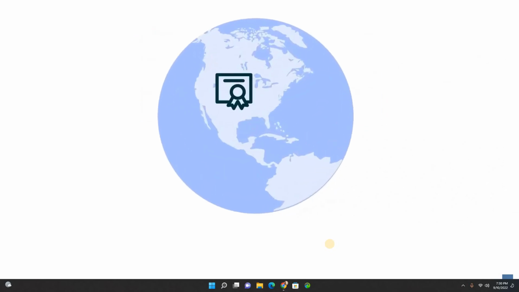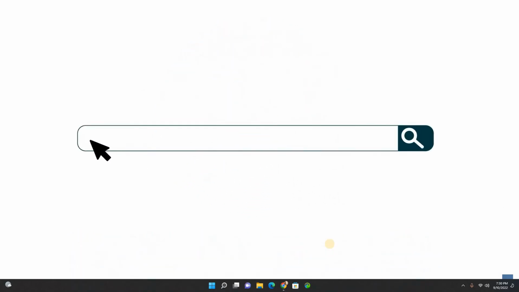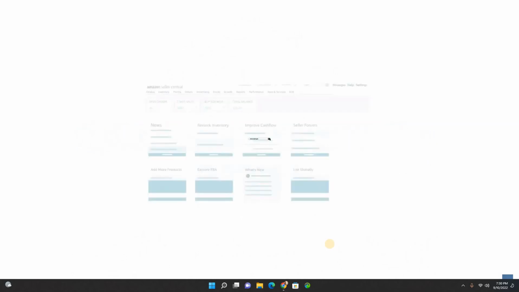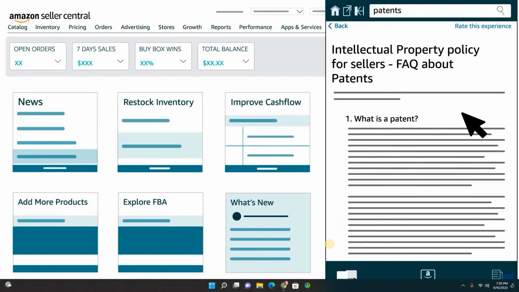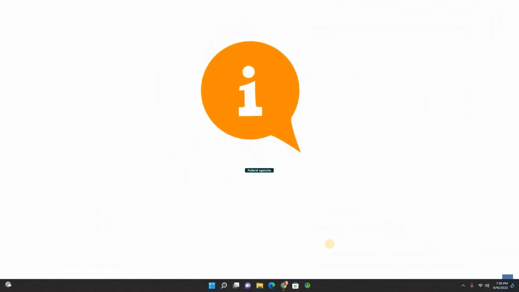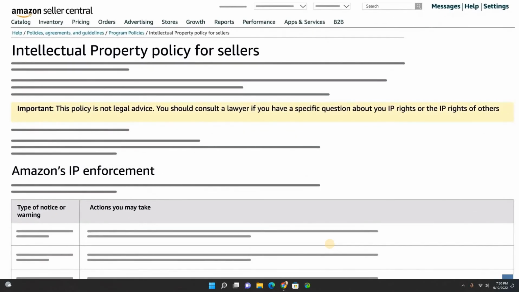In the U.S., patents are registered with the USPTO. Visit the website for more information and other helpful resources. For resources in other countries, check the FAQ page for patents through your Seller Central account. In addition to information available at federal agencies, you may also refer to the help pages on your Seller Central account for more information on IP policies.